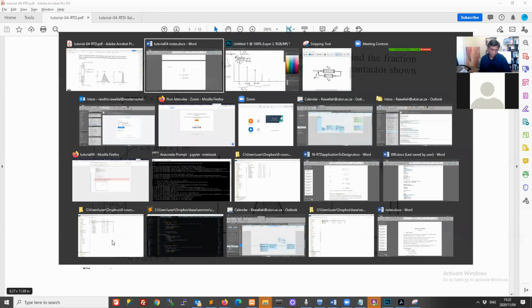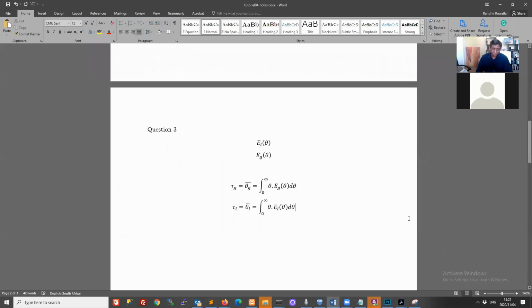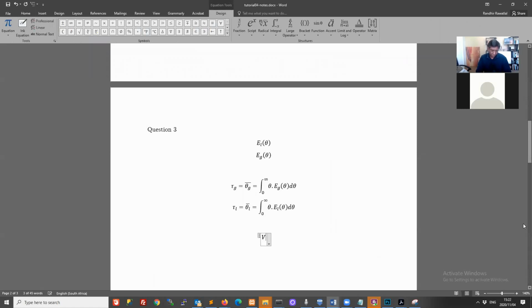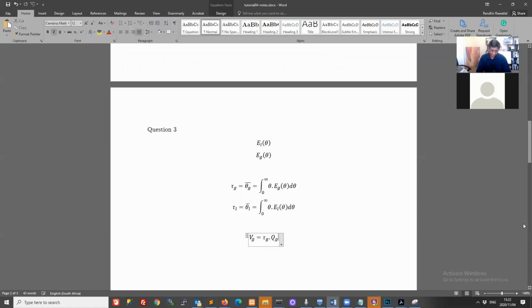But now that we've got the space-time as well, we can estimate the volume occupied by each of these phases. So we can say the volume of the gas is nothing but the space-time multiplied by the volumetric flow rate. And we can do a similar thing for the liquid. Right, so we've got the space times through this procedure.